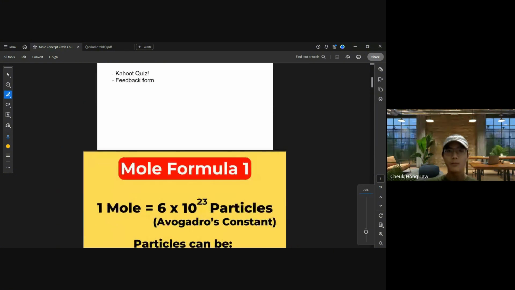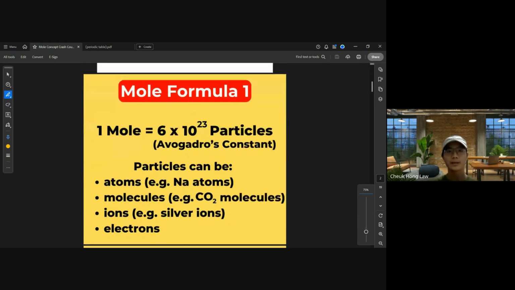So we'll start with the 4 mole formulas. Okay, so the first mole formula is 1 mole equals to 6 times 10 to the power of 23 particles. So what exactly does this mean? 6 times 10 to the power of 23. This is called Avogadro's constant. Okay, which means 1 mole of any substance is equivalent to 6 times 10 to the power of 23 particles.